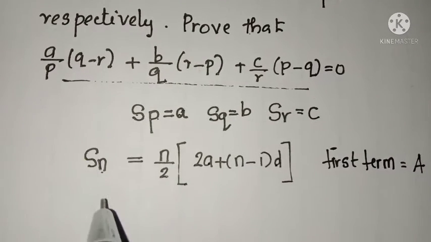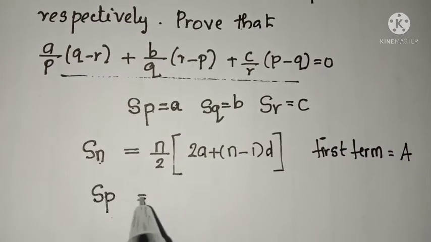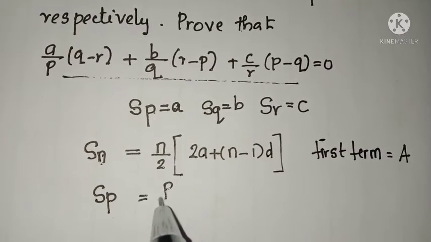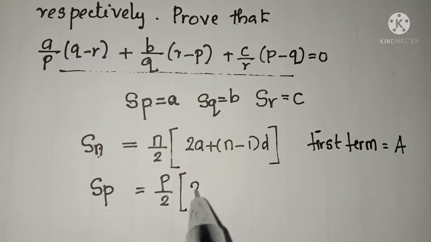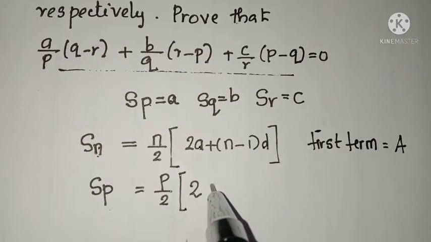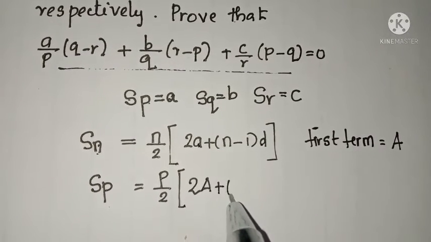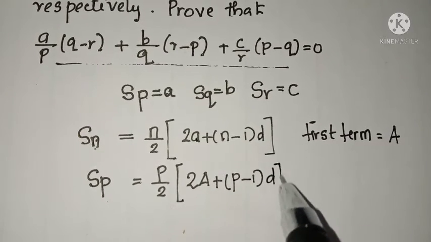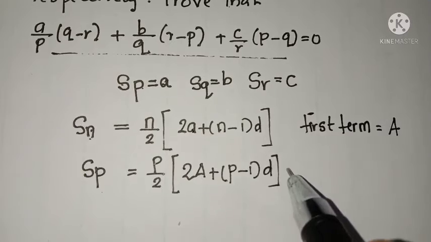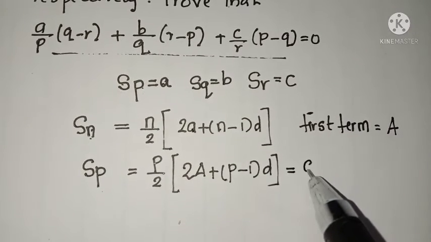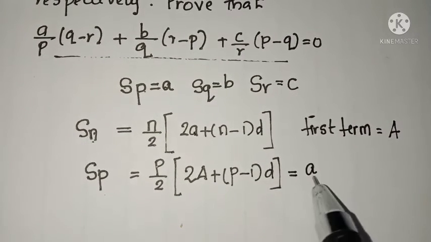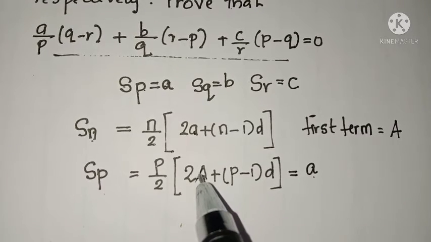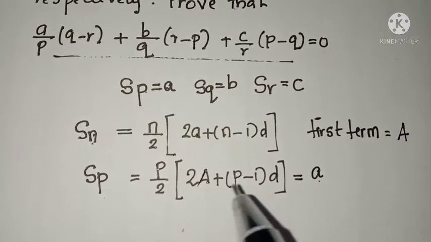So using this formula, what is SP? Just replace n equal to P here. So P by 2 into (2A plus (P minus 1) into D). Here A is the first term. It is given that SP is equal to A. To avoid confusion, we replace the first term with capital A.